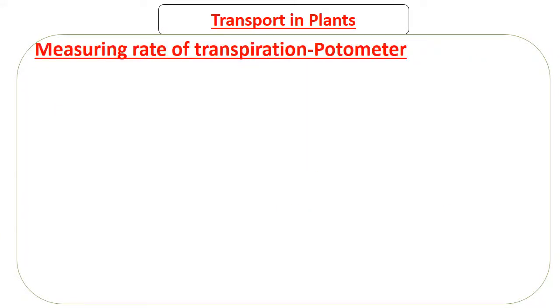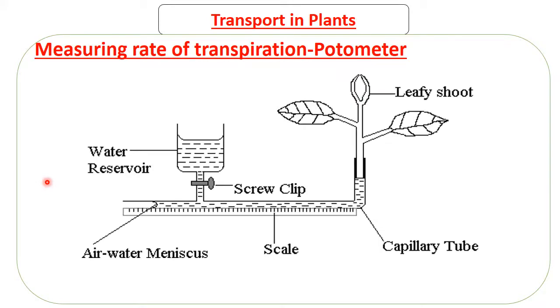Finally, let's take a look at measuring rate of transpiration. We measure the rate of transpiration using an apparatus called a potometer. A potometer is arranged like this. It has maybe 3 main parts. The first is the plant here, the second is this capillary tube where water passes, and the third is the scale. The scale is where you get some readings.